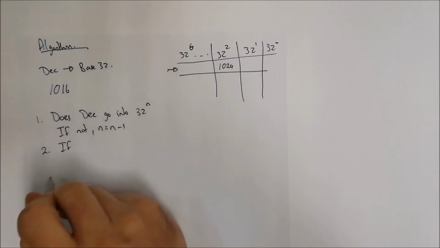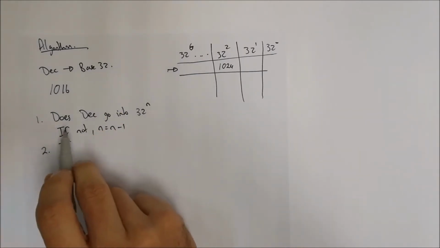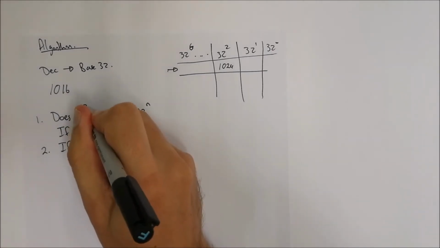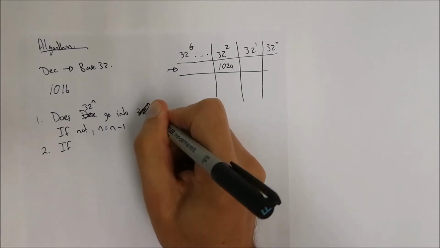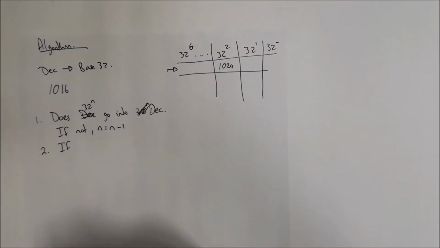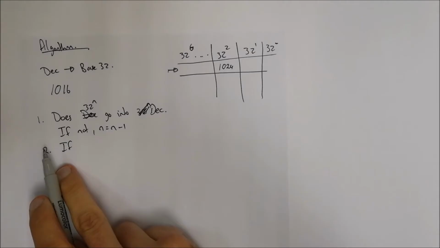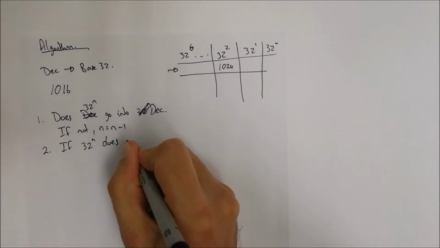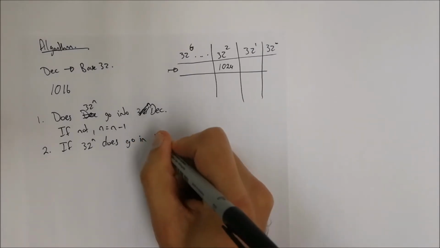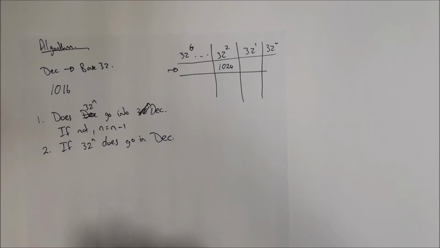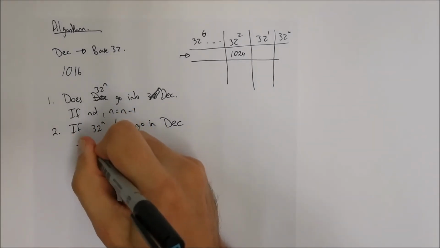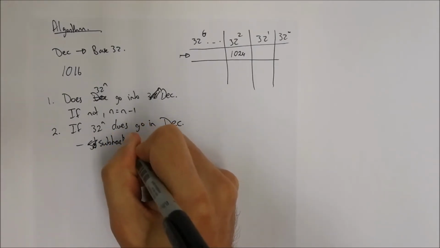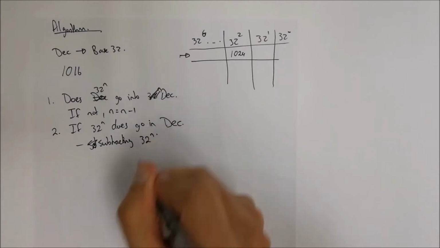Well, at least, not does the decimal number go into 32 to the power of n, but does 32 to the power of n go into the decimal number? That's more correct. So if 32 to the power of n does go into the decimal number, then what must be done? We need to then start subtracting 32 to the power of n.